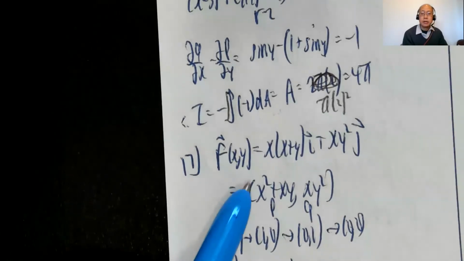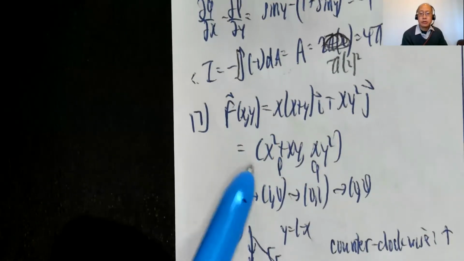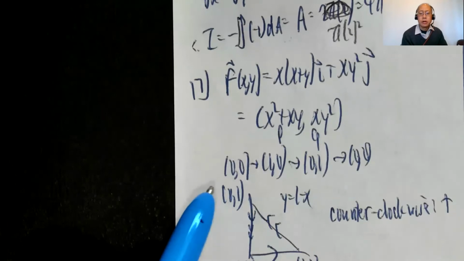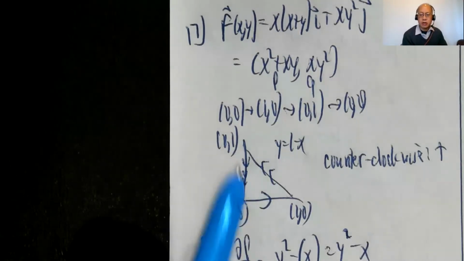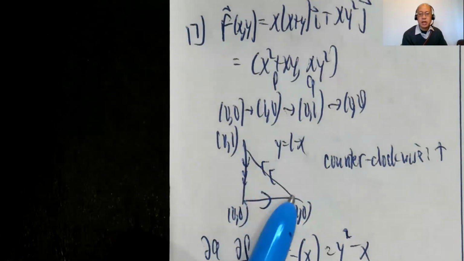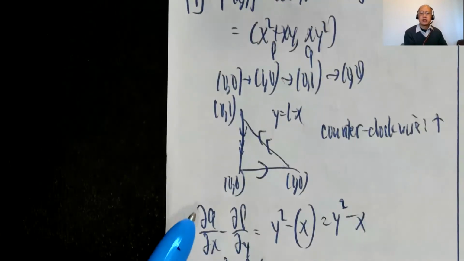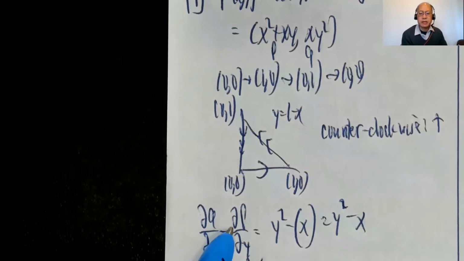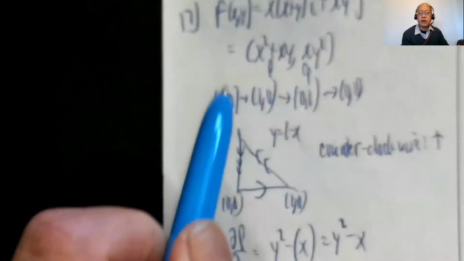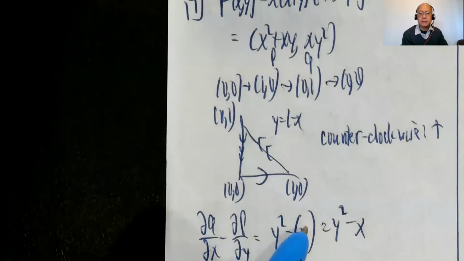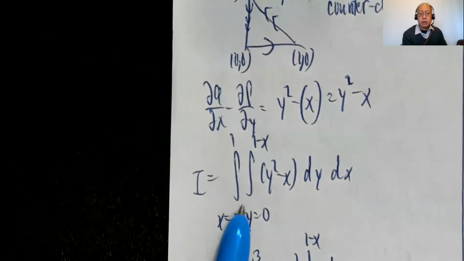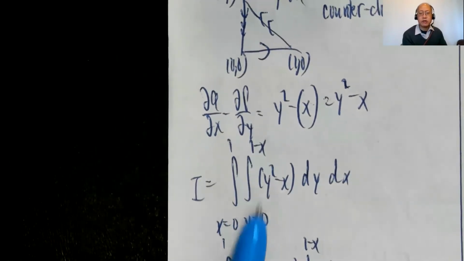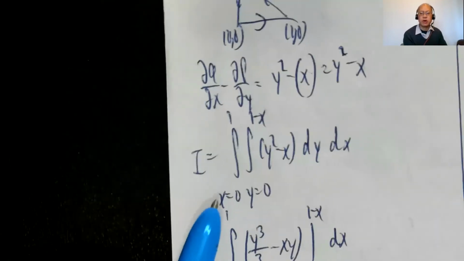And 17, this is F. Distribute: x squared plus xy, xy squared, going from 0, 0 to 1, 0 to 0, 1 to 0, 0. That's counterclockwise. That's a positive orientation. And this is y equals 1 minus x. So the partial of q with respect to x minus the partial of p with respect to y is y squared minus x. So that's what I integrate. Double integral of y squared minus x dy dx. Y goes from 0 to 1 minus x. X goes from 0 to 1.